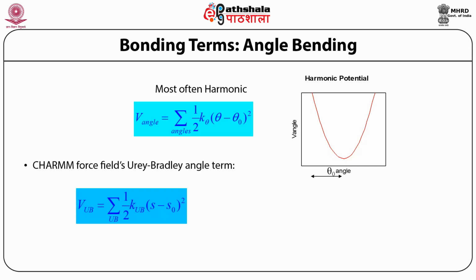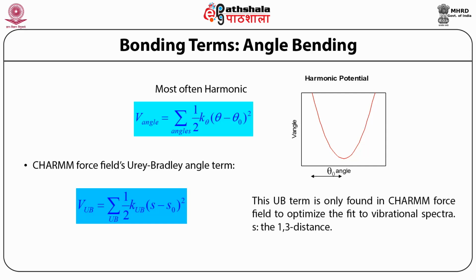However, CHARMM force fields use another term, Urey-Bradley, and this Urey-Bradley is used for angle terms as well. In many cases, these are very important to get the values from fitting the vibrational spectra. Hence, it sometimes gives not only the angular values, but sometimes the 1-3 atom distances. References are given for details of these kinds of terms to be found out.